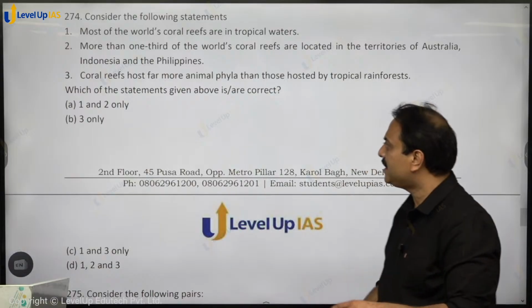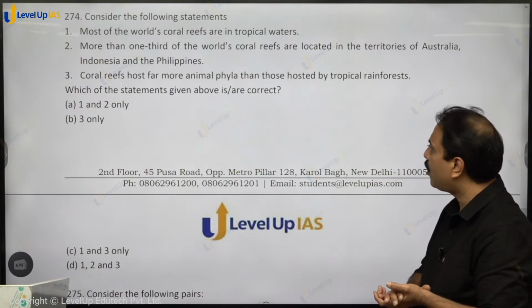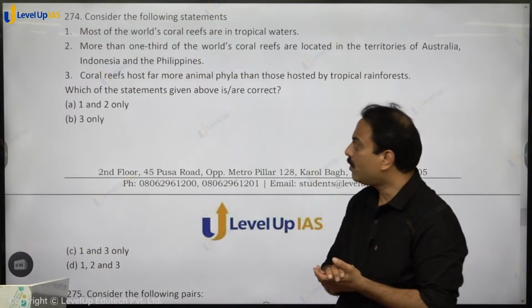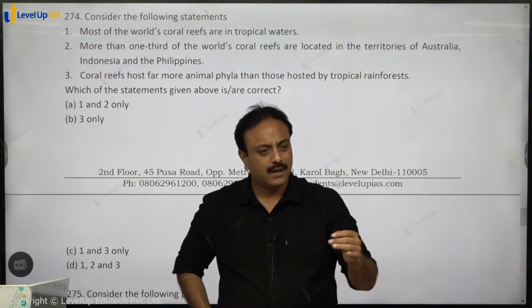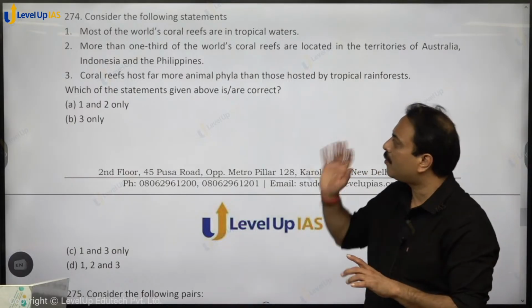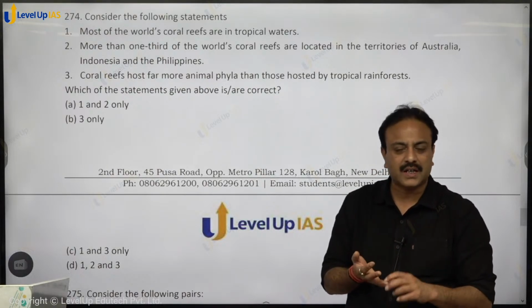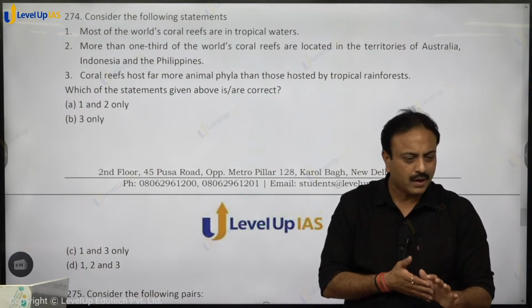Consider the following statements. Most of the world's coral reefs are in tropical waters. Coral reefs are mostly tropical. That is in the tropical region. Why are they in the tropical region mostly? Because of the climatic conditions, the temperature, the salinity conditions present in tropical waters which support corals.